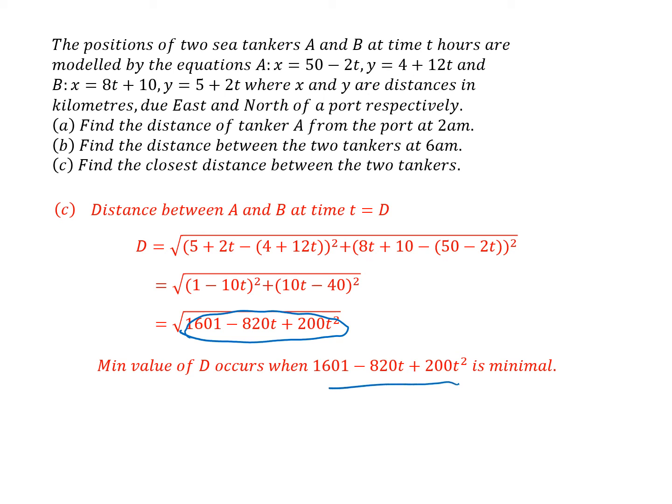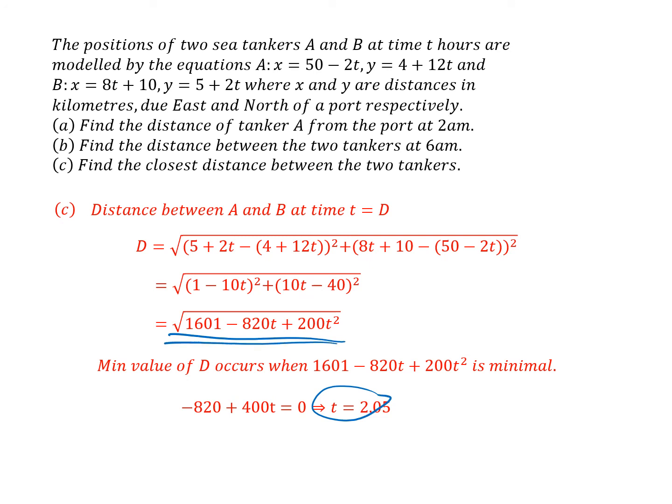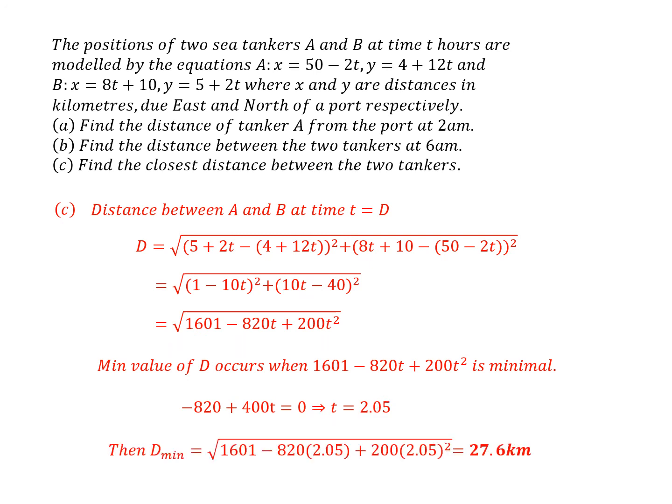Well, like a lot of other minimum or maximum problems, this involves differentiating and making the differential equal to 0. Well, the differential of that is minus 820 plus 400t, and that has to be equal to 0. That gives a value of t of 0.25, and then when we put that value of t back into this expression, we get d min, the minimum value of d, is 27.6 kilometers. So no danger of them colliding, thankfully.